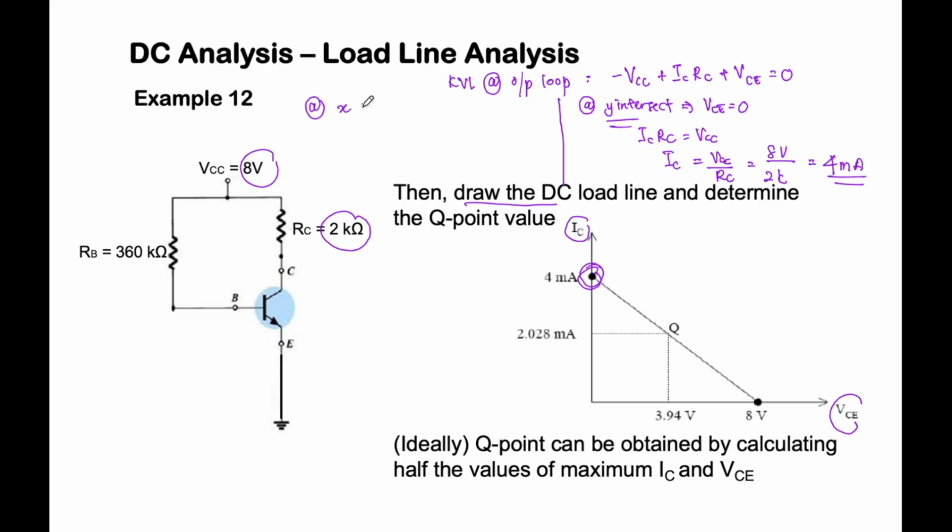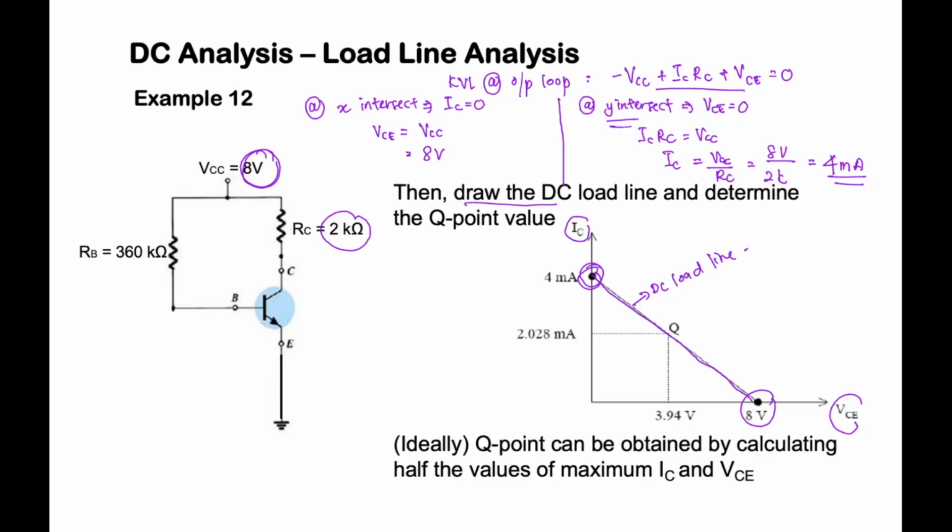Next, at the x-intercept, based on this equation, what will become 0? Our IC is equal to 0. Therefore, we will get our VCE equal to VCC. What is the value of VCC? VCC is 8 volts. So here is your 8 volts. Then we can draw a straight line. So this is going to become your DC load line.